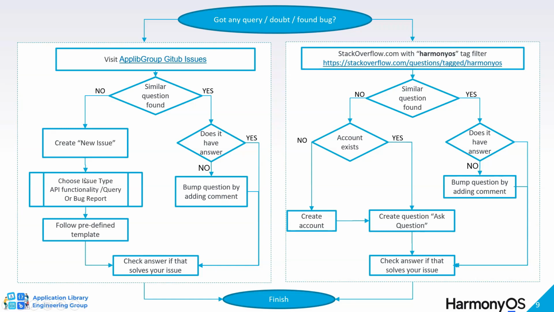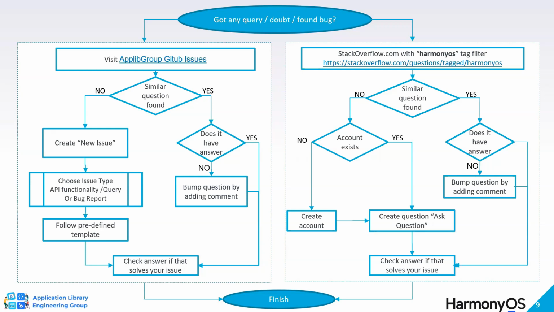So as soon as you create any new issue, we have predefined templates like API functionality query or bug report. Basically, right now we have two types of issues which you can create. The first one is API functionality query, which is related to, let's say, if you want to know how to change the color of an element, how to customize an element. So this is a type of API query or functionality.